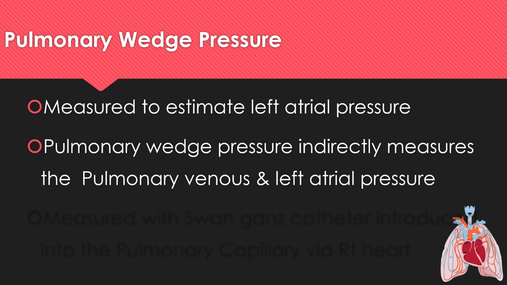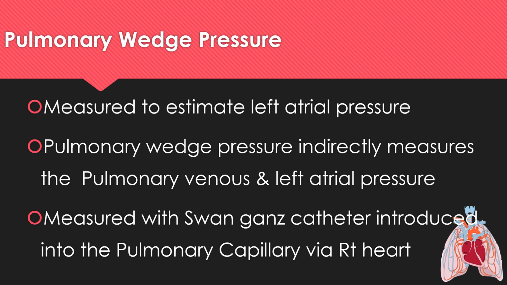So under such circumstances, the ballooned tip of the catheter makes an almost direct connection through the pulmonary capillaries with the blood in the pulmonary veins, which have similar pressure to the left atrium. So the wedge pressure which gets measured is only 2 to 3 millimeter greater than the left atrial pressure.